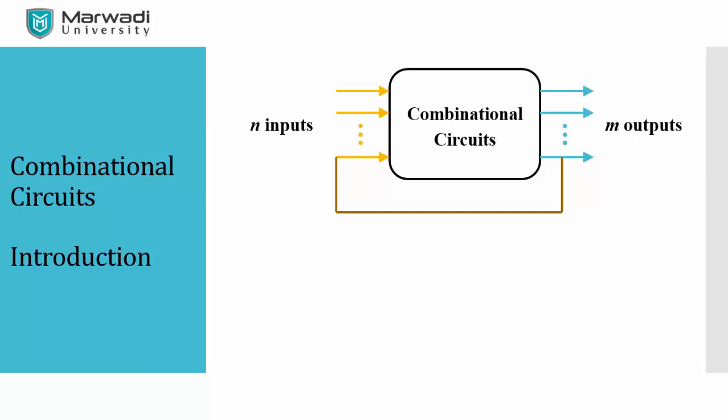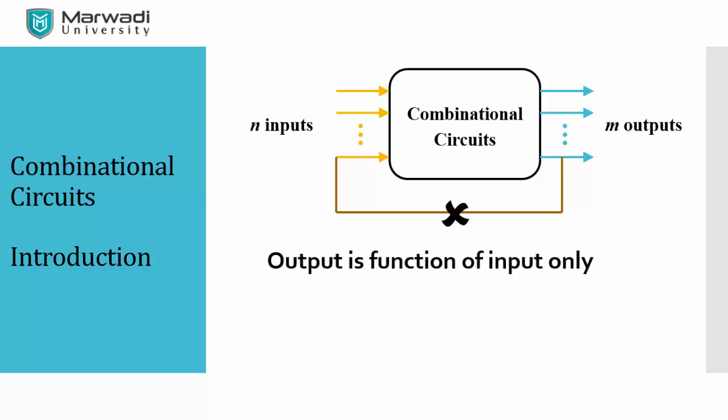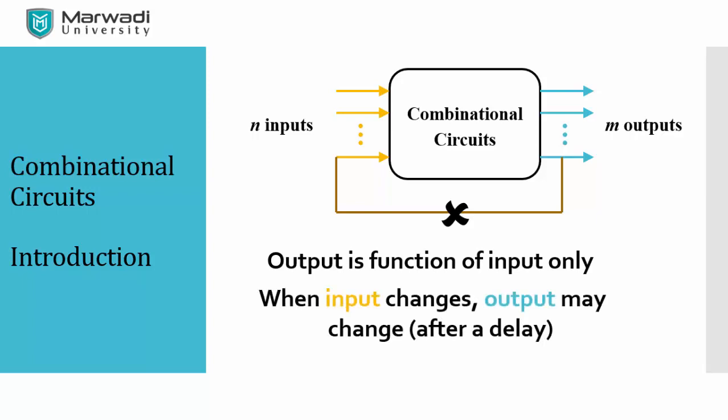If I want to comment on a combinational circuit, the output should always depend upon the input. It should not depend upon the feedback path. So the output is a function of input only. Whenever there is a change in input, the output may change after some delay. Why after some delay? Because a combinational circuit is made up of gates, and gates have a certain delay. So whenever the input changes, the output always changes with some delay.